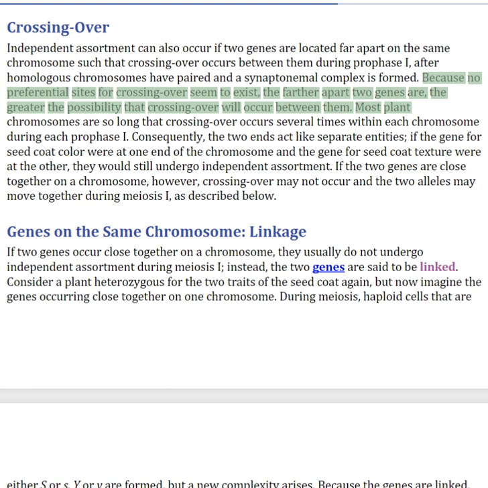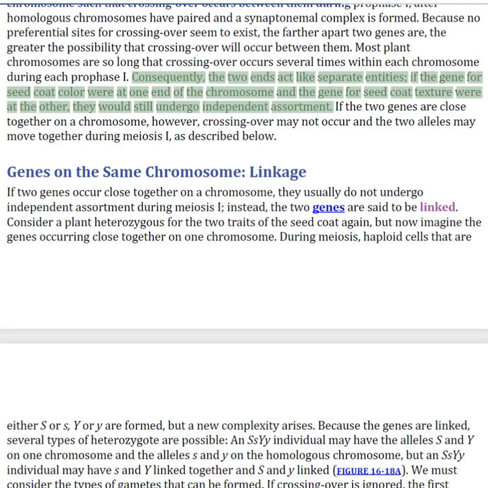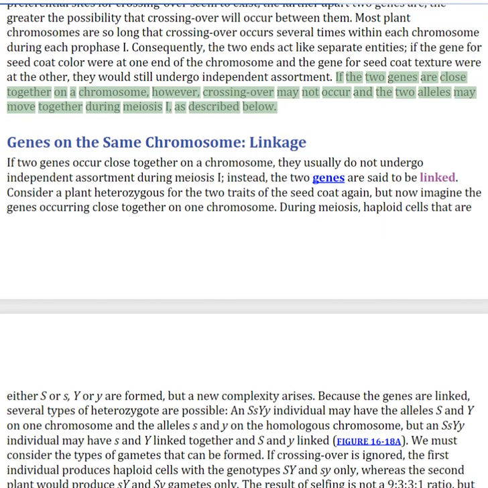Most plant chromosomes are so long that crossing over occurs several times within each chromosome during each prophase I. Consequently, the 2 ends act like separate entities. If the gene for seed coat color were at one end of the chromosome and the gene for seed coat texture were at the other, they would still undergo independent assortment. If the 2 genes are close together on a chromosome, however, crossing over may not occur and the 2 alleles may move together during meiosis I, as described below.